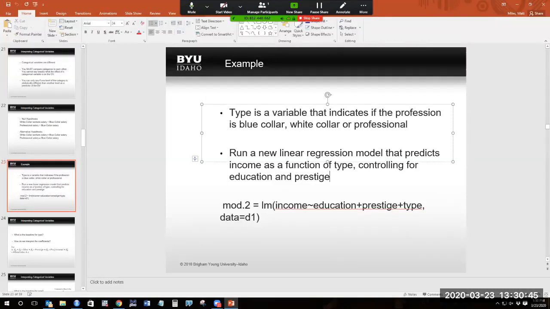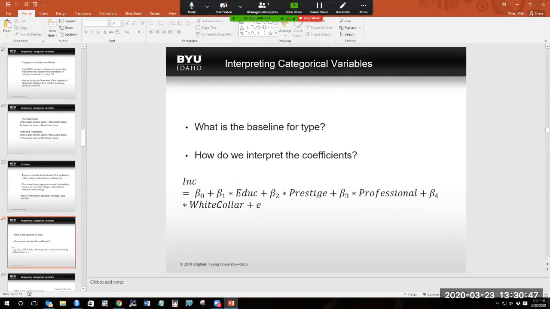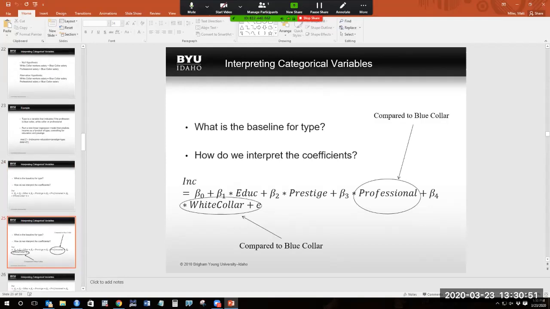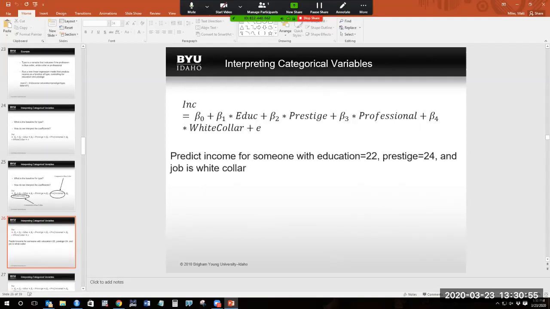Sorry, I've got to go back to this slide. How do we interpret the coefficients? Well, it's each of these compared to blue collar. So if I'm looking at it here, I'll show you how you put it in the equation. So let's say that someone has education of 22, prestige of 24, and that it's a white collar job. Let's say there's some job that's like that, right?